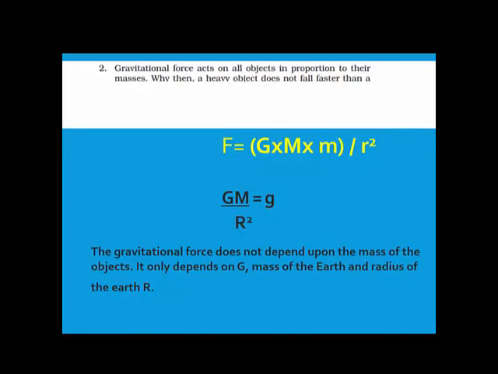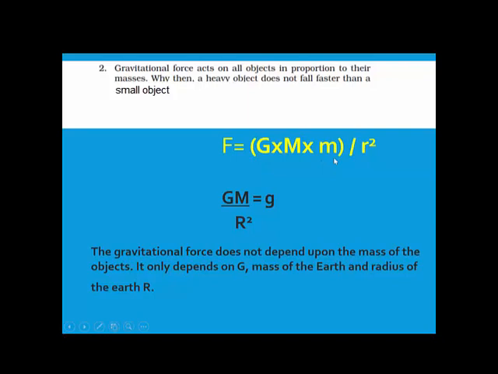So now look at this next one. Gravitational force acts on all the objects in proportion to their mass. Why then does a heavy object not fall faster than a light object? See, we know that the formula for the gravitational force is G multiplied by M multiplied by the mass of the object upon r square.